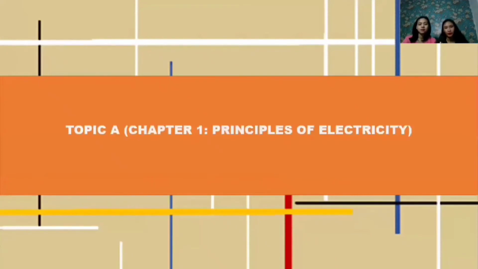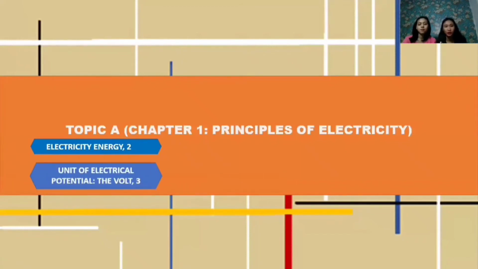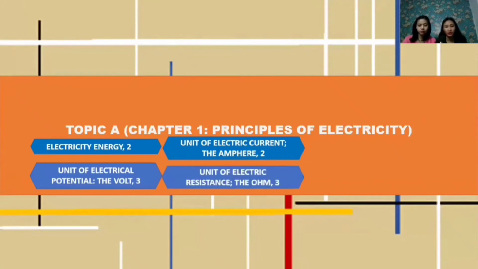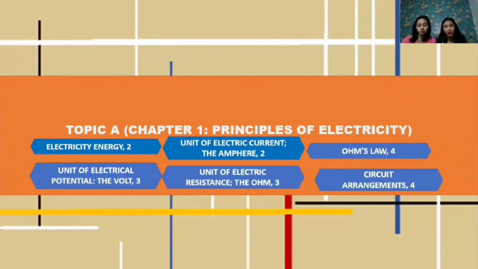Here are the topics of Topic A, Chapter 1, Principles of Electricity. First, electric energy. Second, the unit of electrical potential, the volt. Third, the unit of electric current, the ampere. Fourth, the unit of electric resistance, the ohm. Fifth, Ohm's law. And lastly, the circuit arrangements.